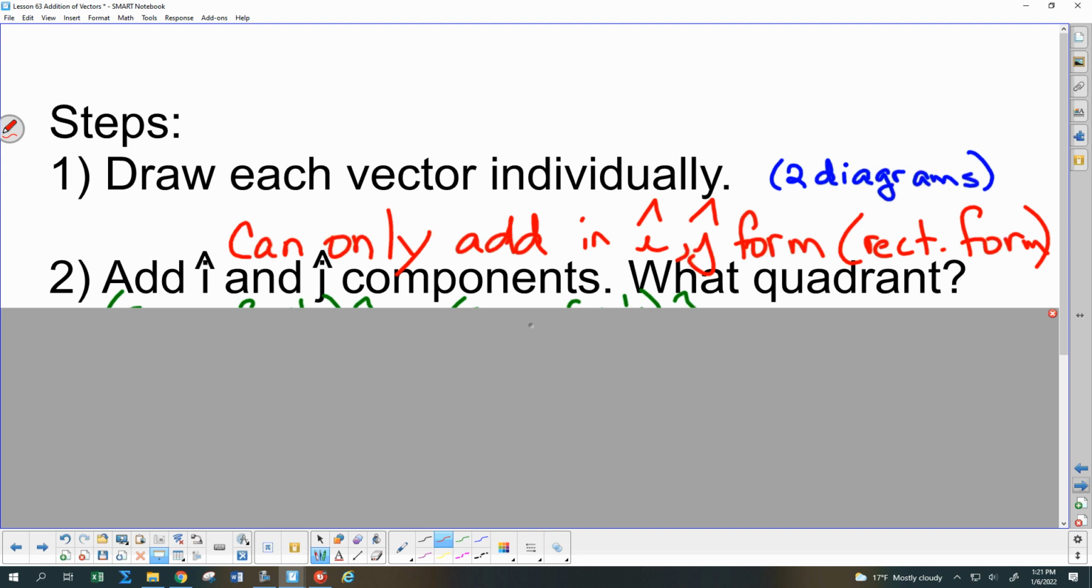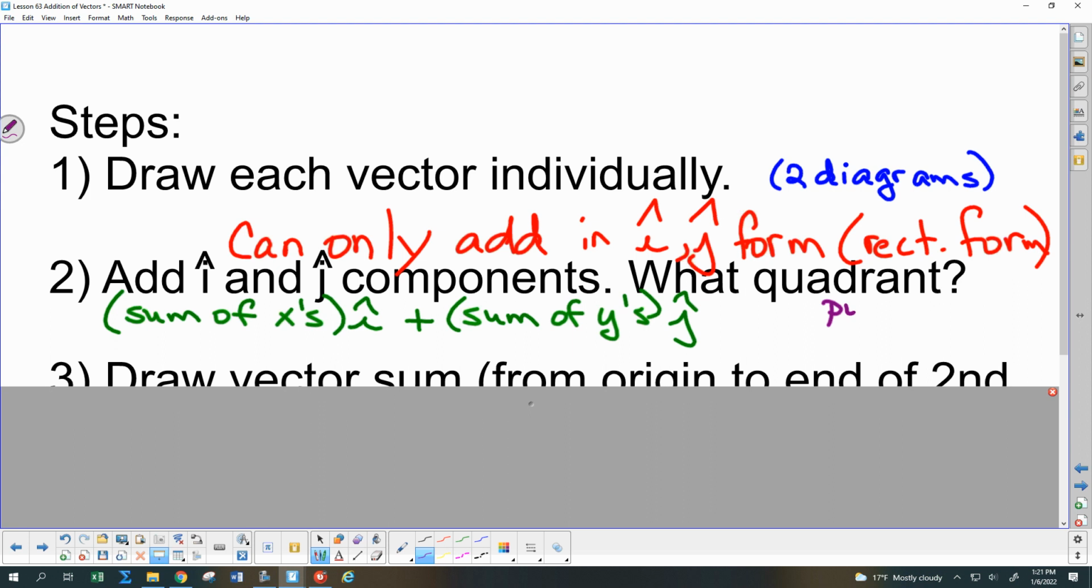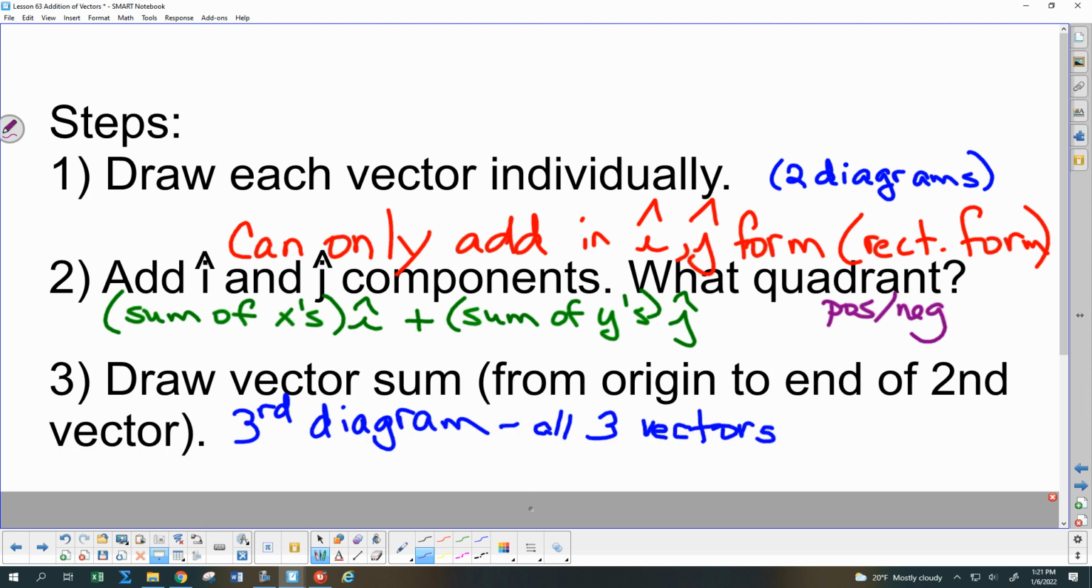And we ask ourselves, based on the positives and negatives of I hat and J hat, what quadrant did we end up in? If I hat and J hat are both positive, positive to the right, positive up, we ended up in the first quadrant. If they're both negative, we ended up in the third quadrant, and so on. Especially a little bit later, when we try to do some other things with it, it's going to be important that we know what quadrant we're in. For today, we're just going to say, oh, we end up in the third quadrant, so we draw our final vector going into the third quadrant for that final step.